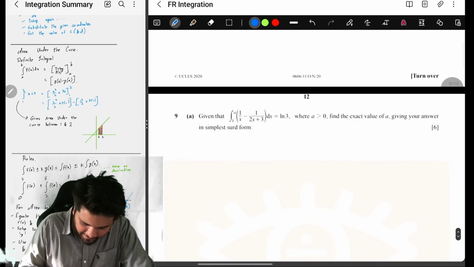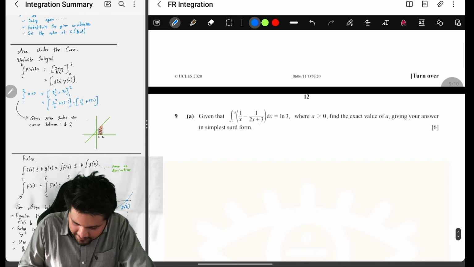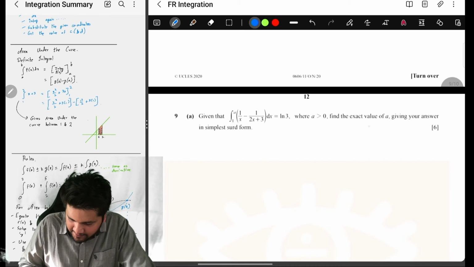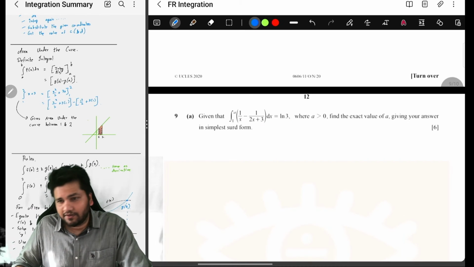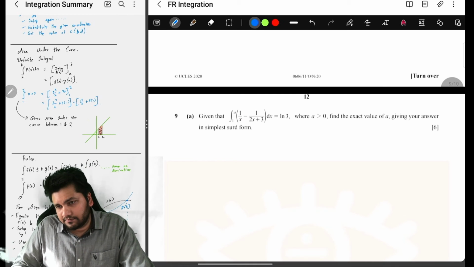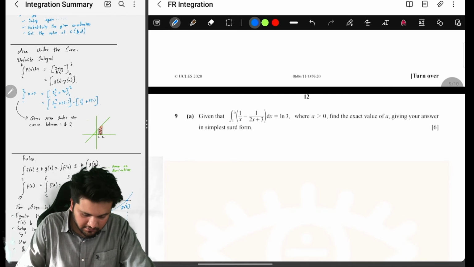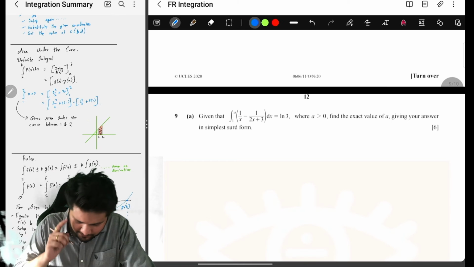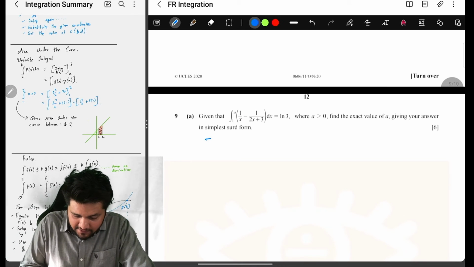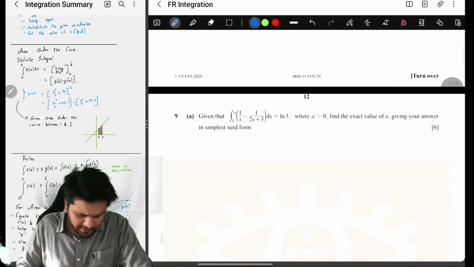Sorry. Now, given that integral 1 to a of 1 by x minus 1 upon 2x plus 3 is nothing but ln 3, where a is greater than 0. So they may give you the integral value and ask you to find the value of the limit, the a. So it's just a different kind of function. Giving your answer in simplest surd form. So they are not asking in decimal and all.